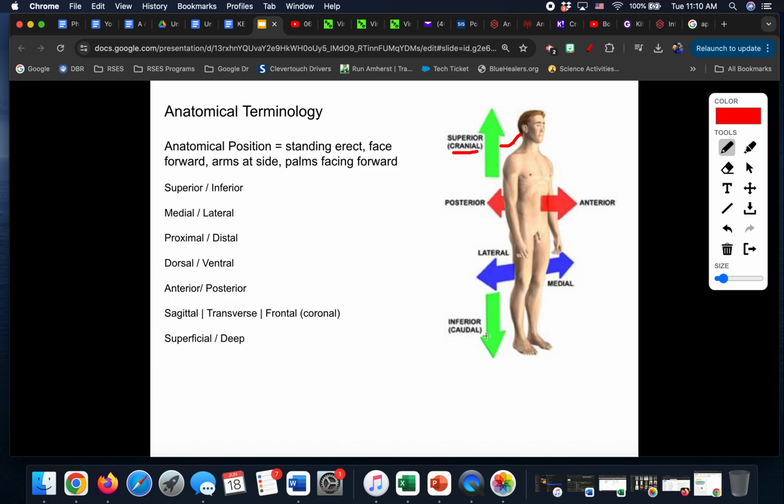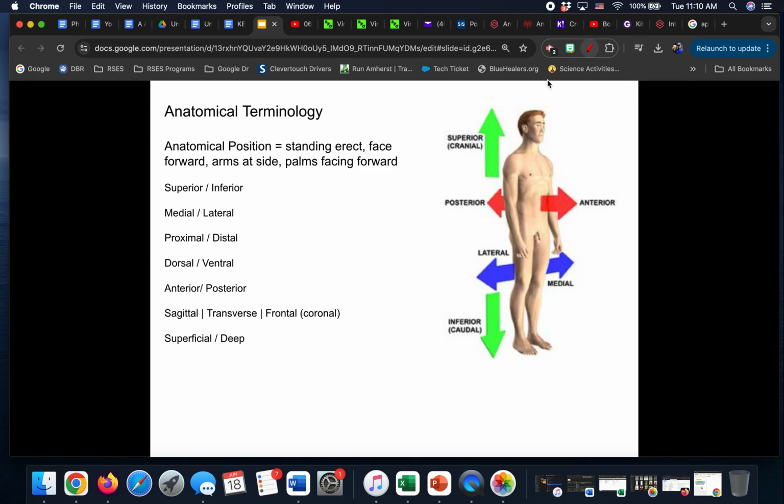But it also can describe position related to another part. So let's just say we want to compare his chest with his chin. Well, if we start with the chin, we could say the chin is superior, further north, further up, closer to the head than the chest. Or we could describe it the opposite, that the chest is inferior, or lower toward the bottom half, than the chin. So again, these are comparison terms.